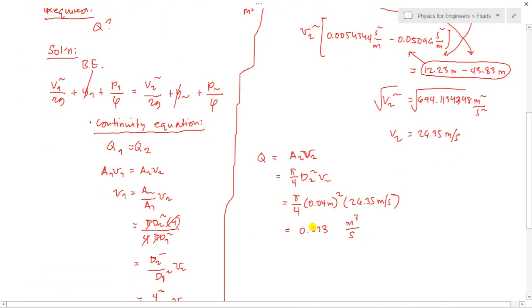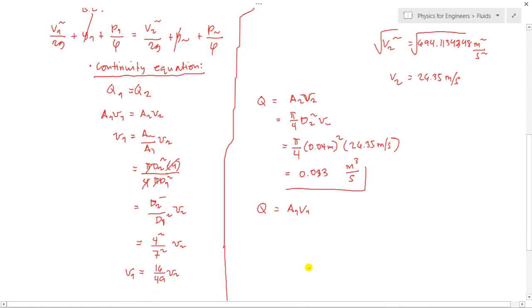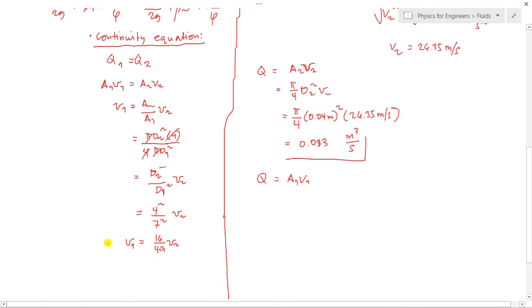Question: if we check Q in terms of area 1 and velocity 1. Since we already have velocity 2, velocity 1 is equal to 16 over 49 times V2, which is 26.35. So the answer is 8.60 meters per second.